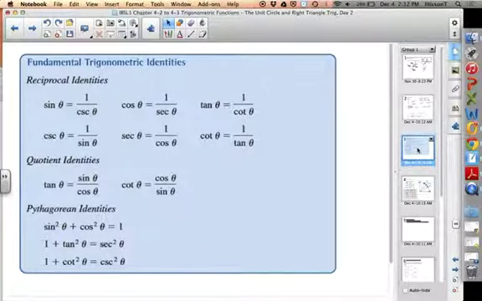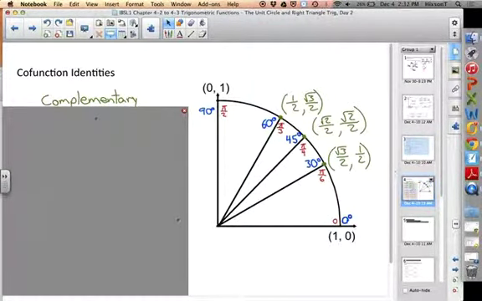So, any questions about our identities? Anything? Alright. Now, we're not going to get to all the identities today, but I do want to take a look at some things here. I want to go back to our first quadrant of our unit circle.